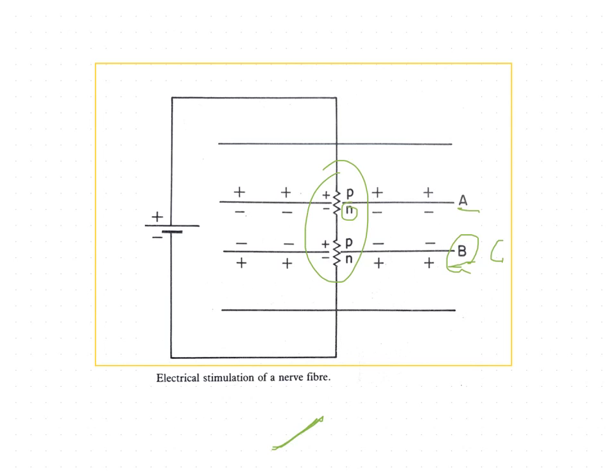So for unvarying current, it is not effective to initiate an impulse. Why? Because of the accommodation property. When the current rises, the impulse is initiated. Okay, what we have discussed above. But a fall in current can also initiate an impulse.